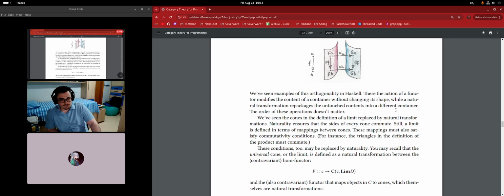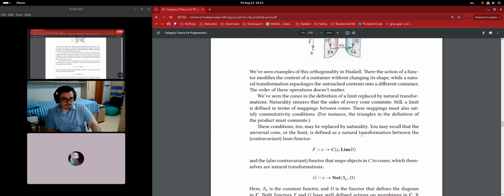We've seen the cone definition of a limit replaced by natural transformations. A limit is defined in terms of mapping between cones. These conditions too may be replaced by naturality. You may recall that the universal cone or the limit is defined as a natural transformation between the contravariant Hom functor.